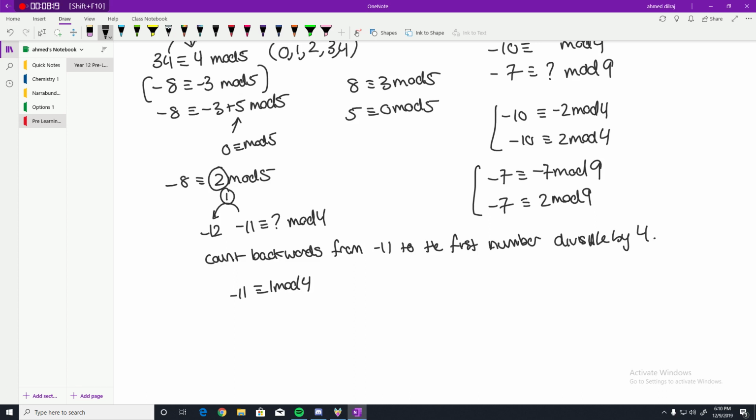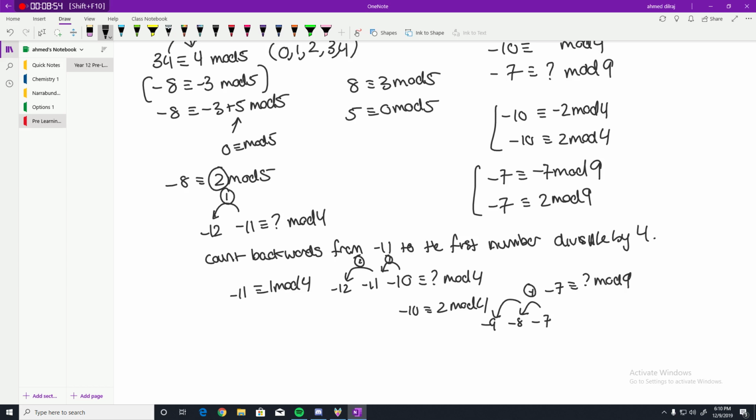So let's just do the previous example. Minus 10 is congruent to what mod 4? So minus 10, we go to minus 11, and then we go to minus 12, right? And so we counted back 1, 2, which means that it's congruent to 2 mod 4. So if you count back, you should be able to do it really, really quickly. Same thing with minus 7 congruent to what mod 9? Minus 7, you go to minus 8, and then you go to minus 9, right? So you count back 1, and you count back the second. So there's 2, so minus 7 is also congruent to 2 mod 9.